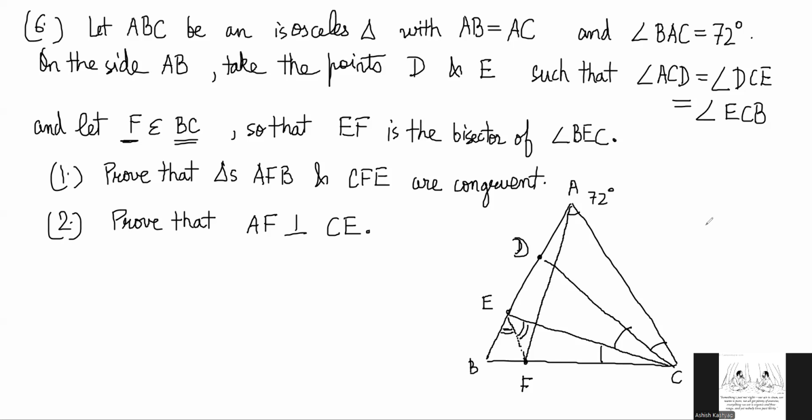First, figure out some angles. For example, if the top angle overall was 72, the angles here are 54 and 54, right? Yes, sir. Sir, what is that point F? You have not figured that out yet. F is on BC. We have already said that before.